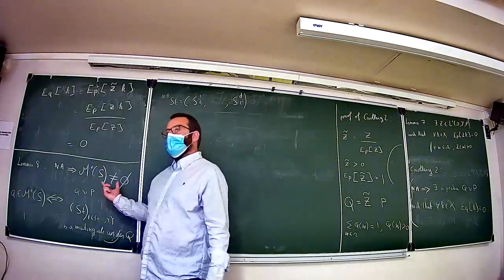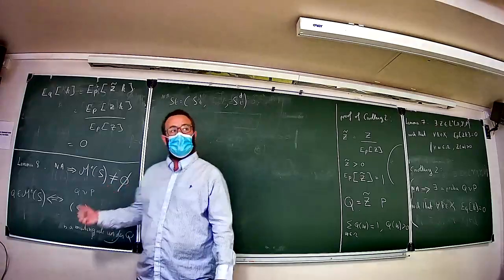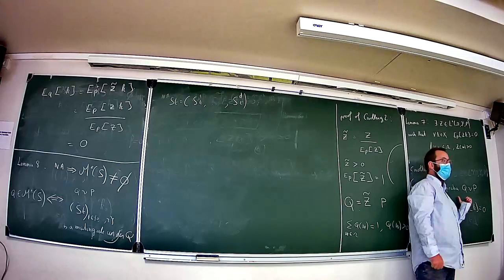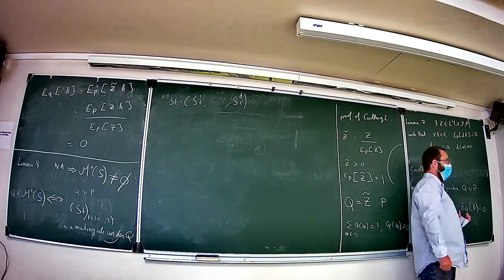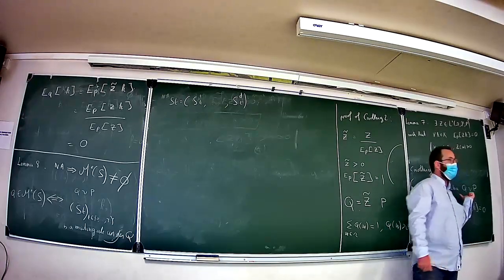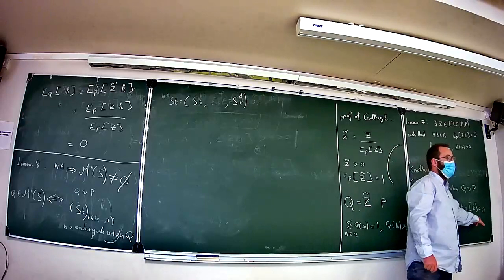So to prove that the set of the equivalent martingale measures is not empty, what we are going to do is prove that this Q here works. That is, if I have this one, then I have an equivalent martingale measure from the fact that it fulfills this condition.